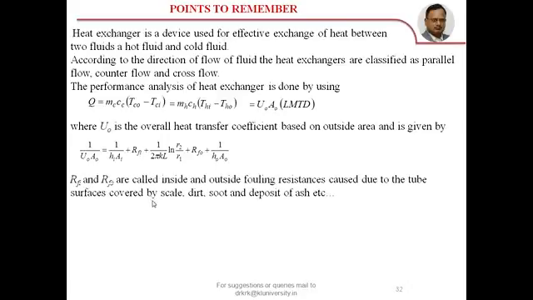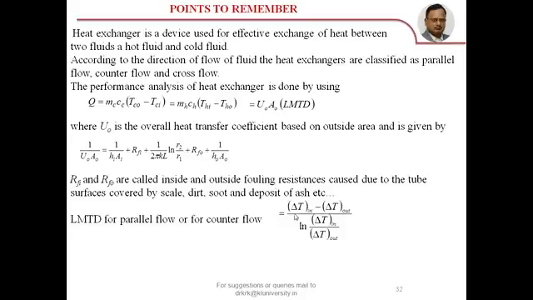RFI and RF0 are called inside and outside fouling resistance, caused due to the tube surface covered by scale, dirt, soot and deposit of ash, etc., depending on its application. LMTD for parallel flow or counter flow, the general equation is delta T inlet minus delta T outlet by logarithm of delta T inlet by delta T outlet.